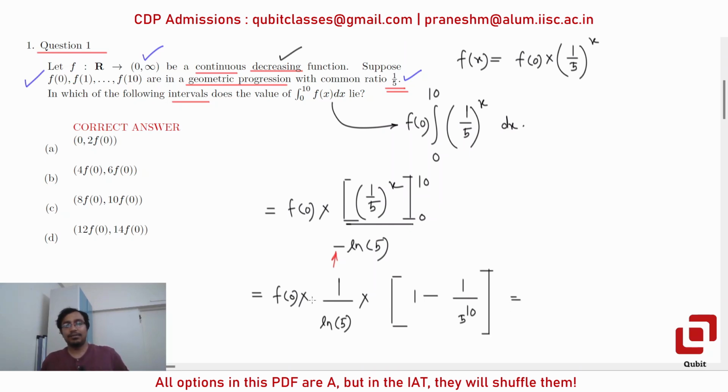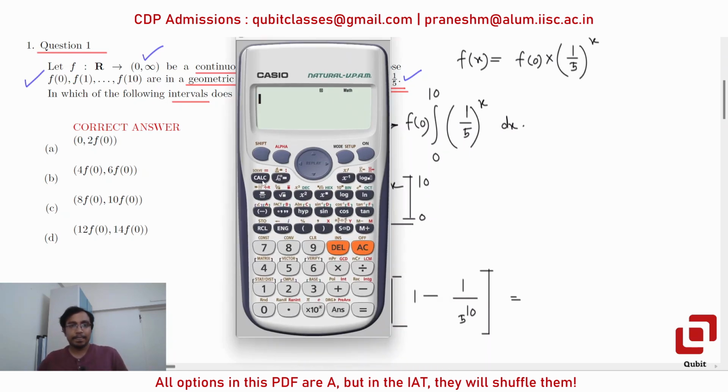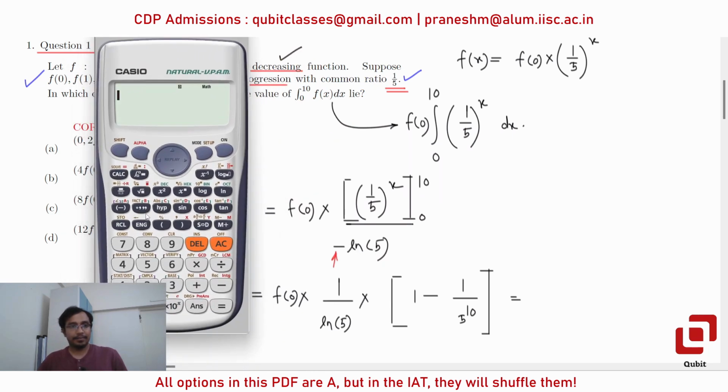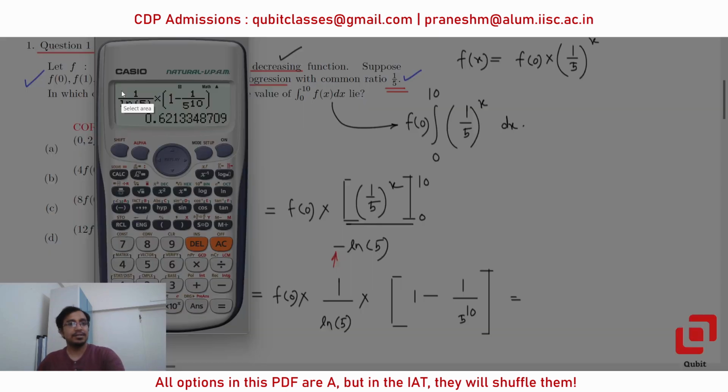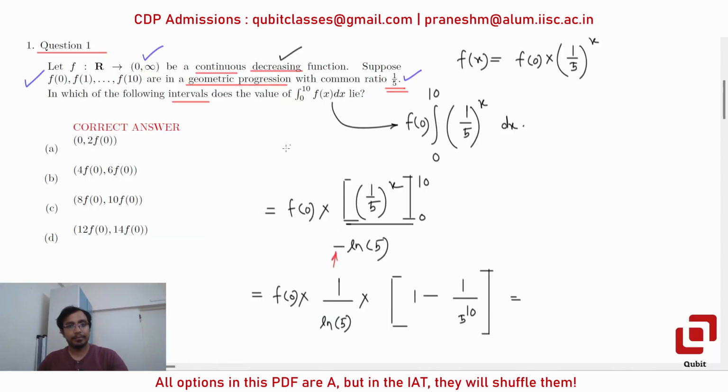Now calculators are allowed, so you can get the value of this expression on a calculator. Let's do it here. Fraction 1 upon ln 5 into bracket 1 minus fraction 1 upon 5 raised to 10, bracket closed. Now the value of this expression is 0.621.